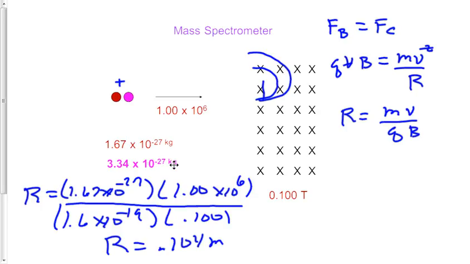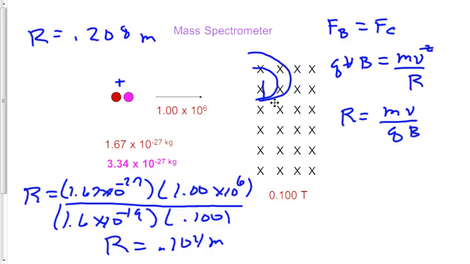Okay, now looking at the second atom, the heavier one, we notice again that the mass is twice the mass of the regular atom, the protium. So we recognize that the radius would be twice that, and so the radius is going to equal 0.208 meters. Okay, so that looks pretty good.